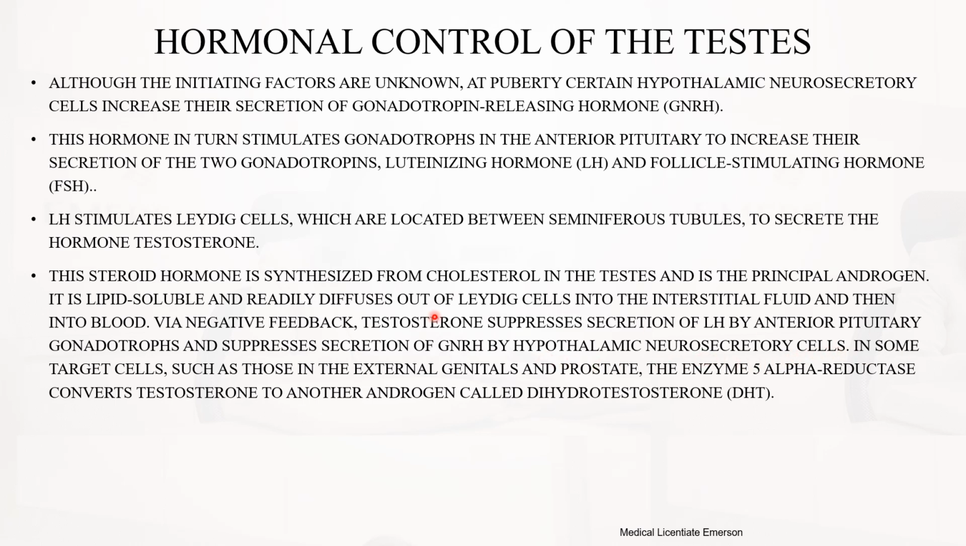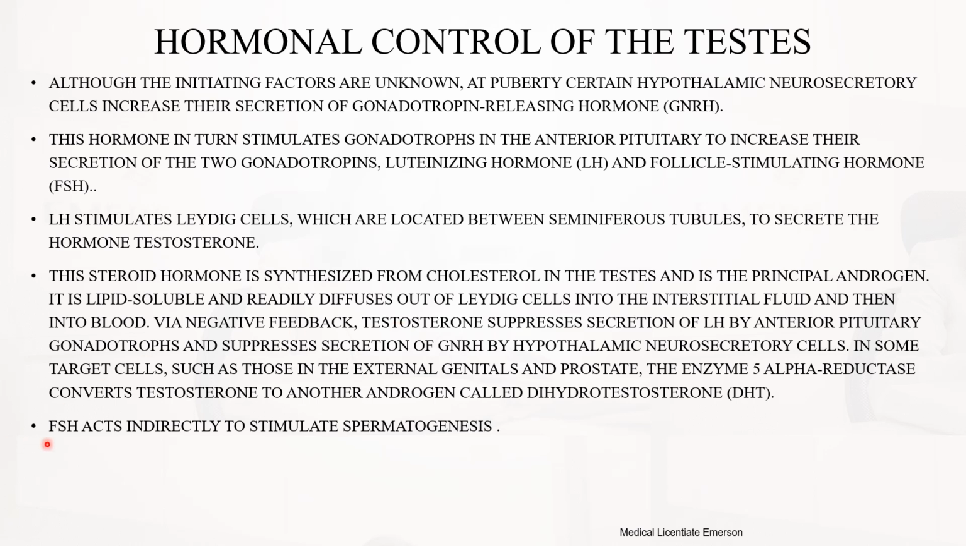Then in some target cells, such as those in the external genitals and prostate, the enzyme 5-alpha reductase converts testosterone to another androgen called dihydrotestosterone, or DHT. Okay, so that's what you have to know. Then that's it about luteinizing hormone and the interstitial cells of Leydig.